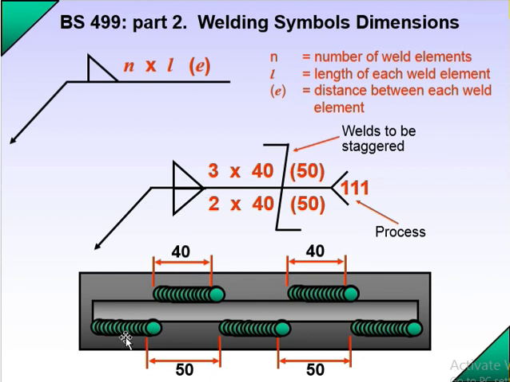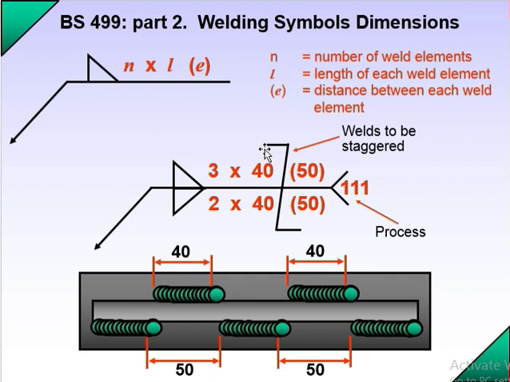You can see that there are 3 elements, 1, 2 and 3. So 3 into 40 and the weld element distance is 50. And 2 into 40, you can see on the arrow side, 2 weld elements, 1, 2, and the distance between these weld elements is 50. When they give this type of symbol, you have to understand the weld elements, the distance between them, 50, and this 111 means the welding process.